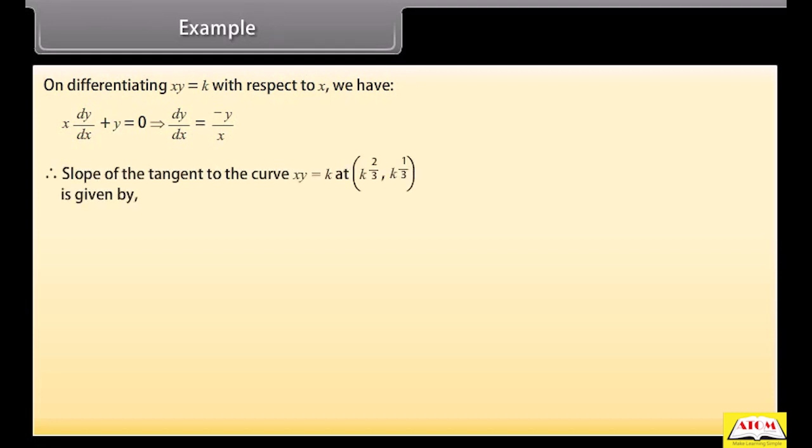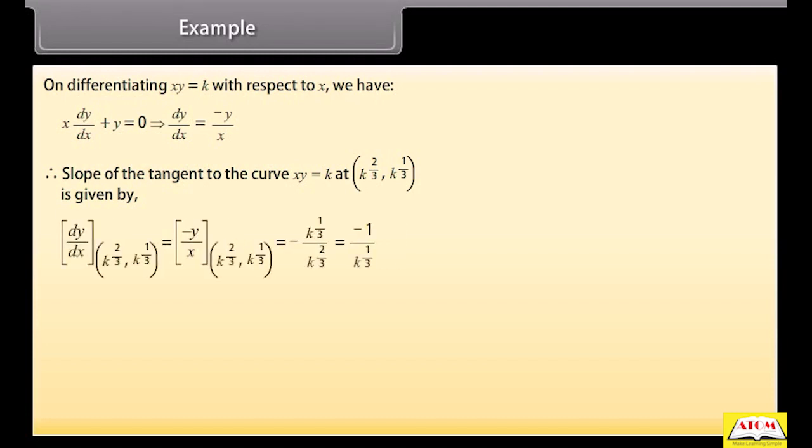Therefore, the slope of the tangent to the curve xy = k at (k^(2/3), k^(1/3)) is given by dy/dx at (k^(2/3), k^(1/3)) = -y/x at (k^(2/3), k^(1/3)) = -k^(1/3)/k^(2/3) = -1/k^(1/3).